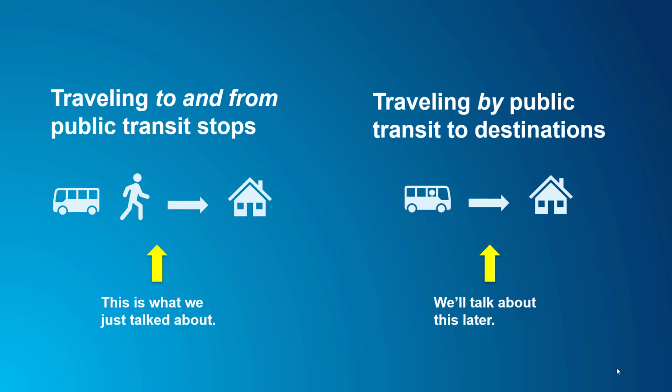Before we move on, I want to draw your attention to an important distinction. With Network Analyst, it's possible to model traveling to and from public transit stops, and it's also possible to model traveling by public transit in order to reach destinations. So far, we haven't talked about this second point, but we'll get there later. Right now, we're talking about ordinary road networks that model pedestrians walking to and from transit stops. We're just trying to assess how easy it is for someone to get to the transit system, not how easy it is for them to get to work by riding transit.